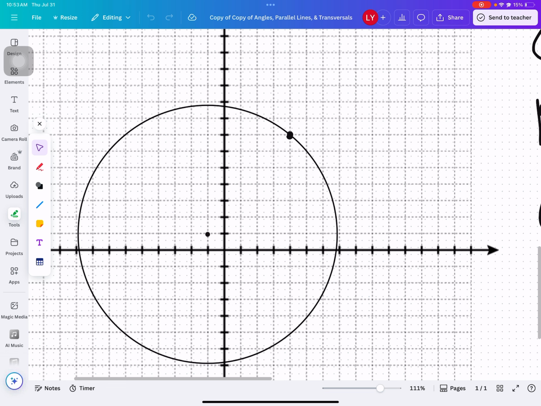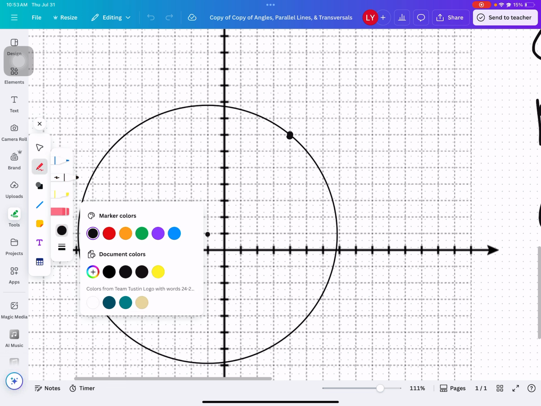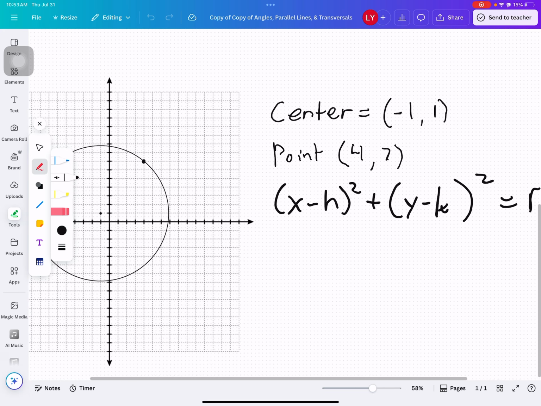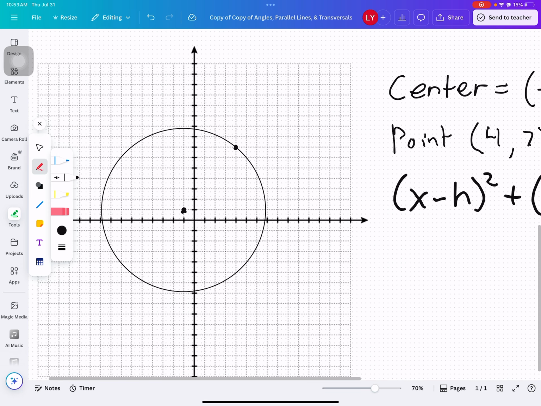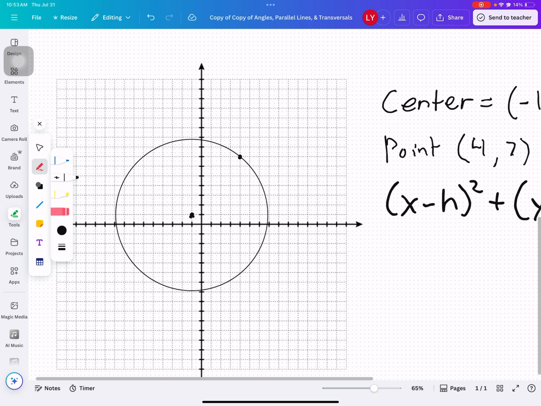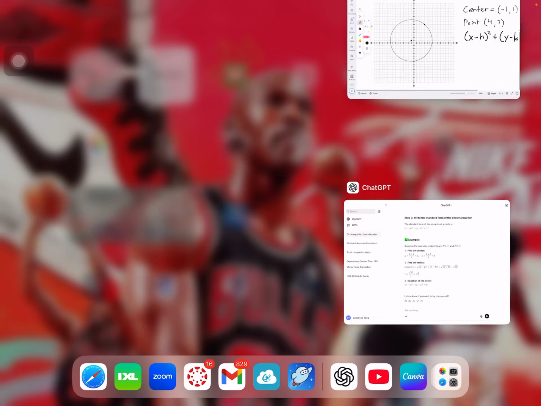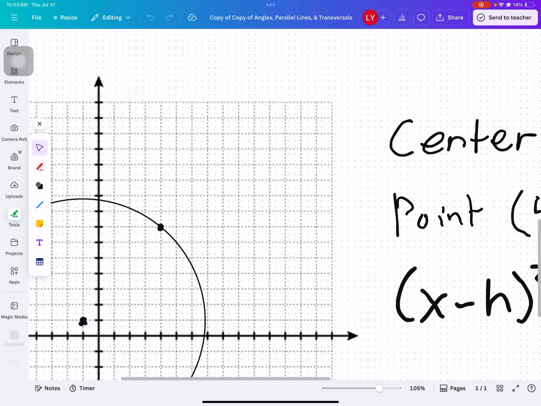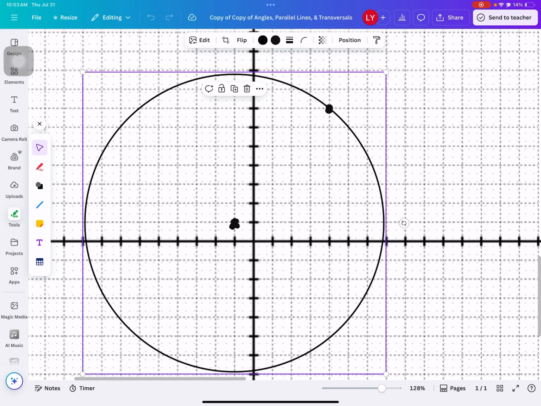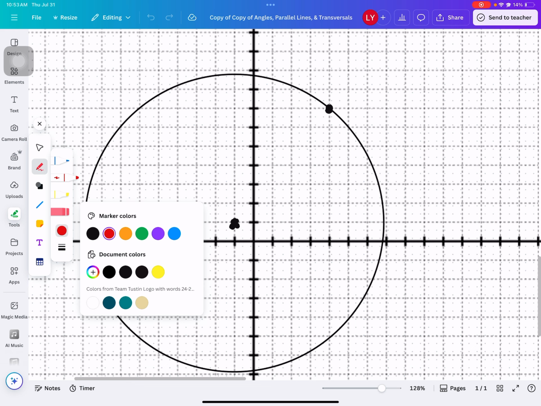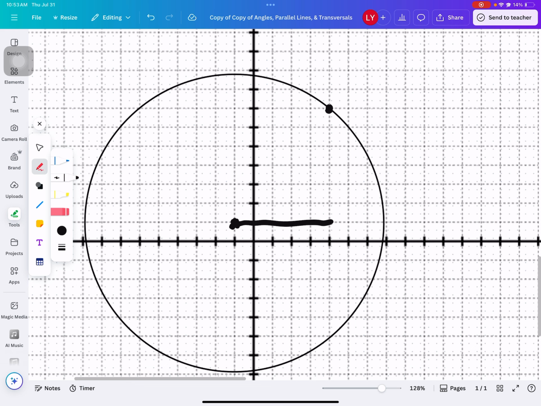So we have the center at -1, 1 right here, and we have a point on the circle at 4, 7. Sorry, I don't know why my iPad is lagging right now. There you go. If we draw a triangle here, triangle going this way, triangle here, and here. It's a right triangle.